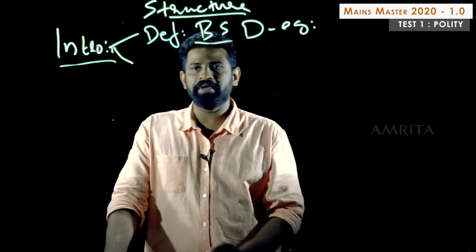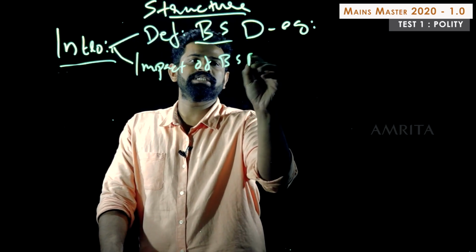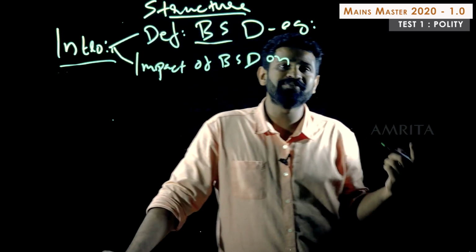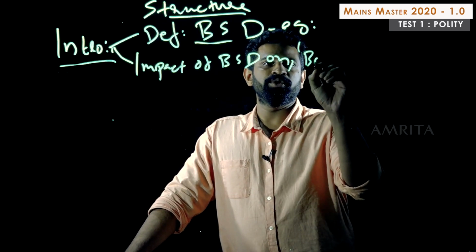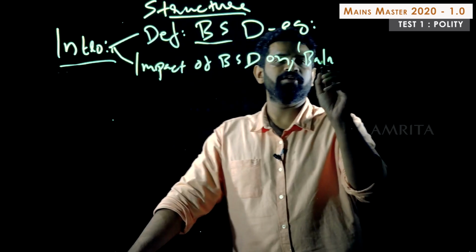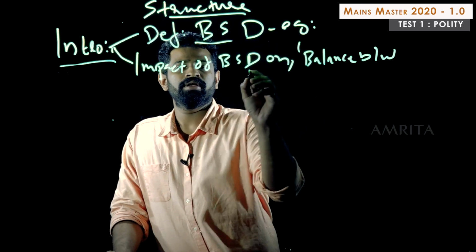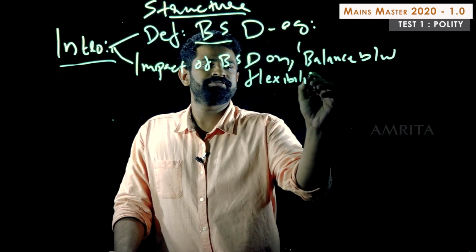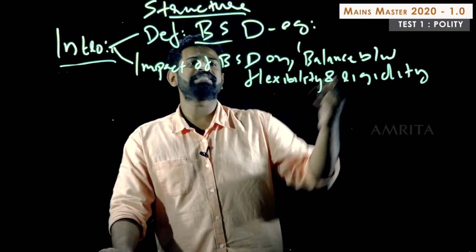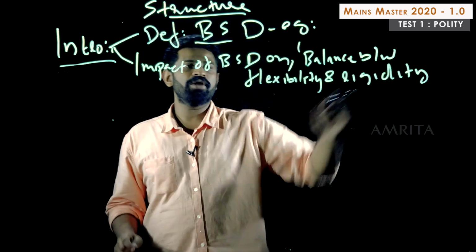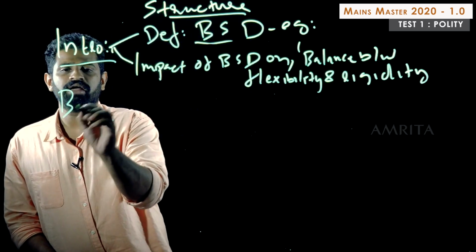So the second line could be saying the impact of basic structure doctrine on that salient feature of constitution, right? Impact of basic structure doctrine on the principle of unique blend of, or balance between, flexibility and rigidity. Okay, you could mention the impact of basic structure doctrine on the balance between them. So it should be a middle path, right? That is the most important thing there. Then we move to the body of the answer.